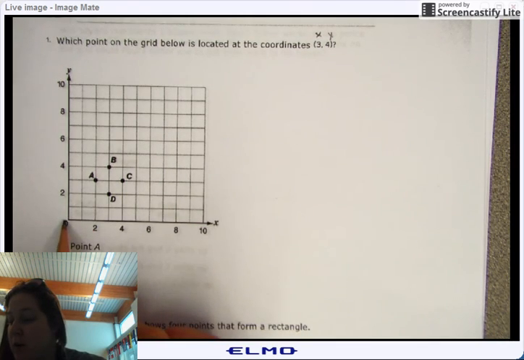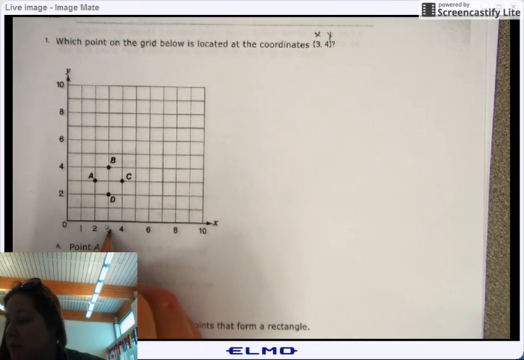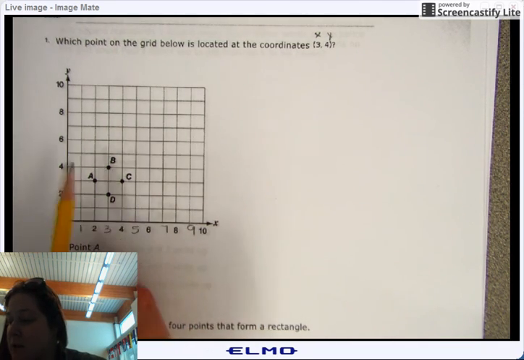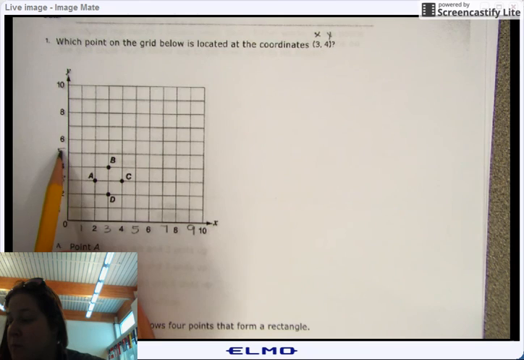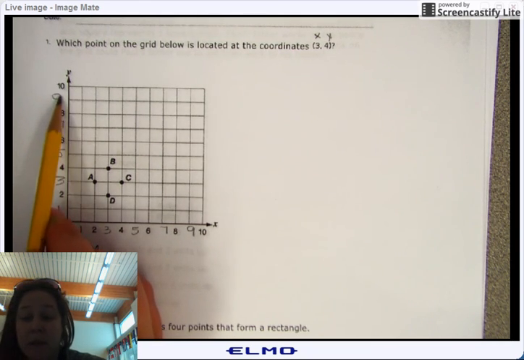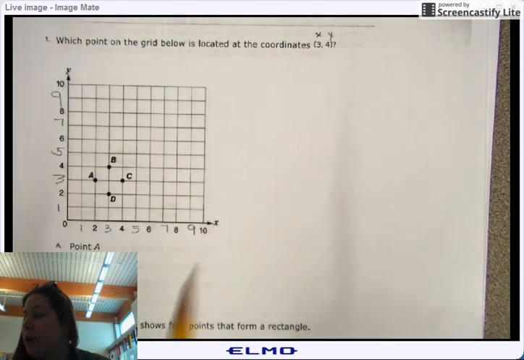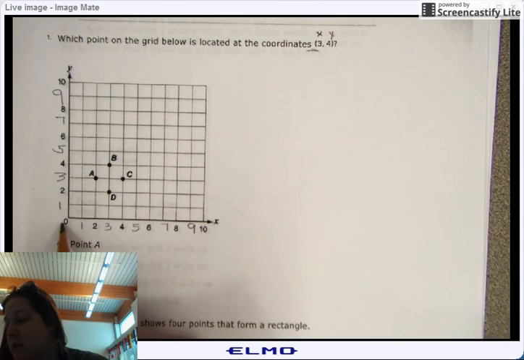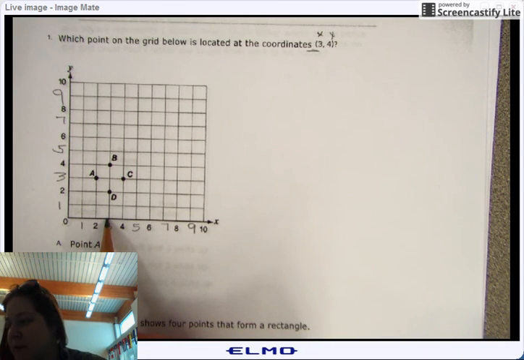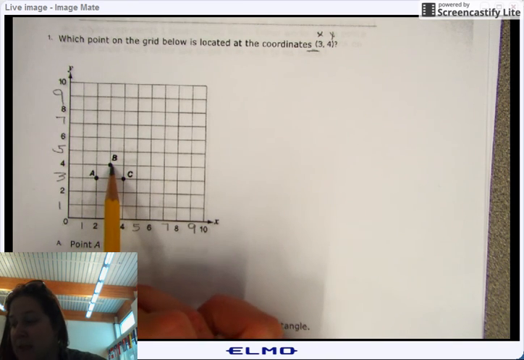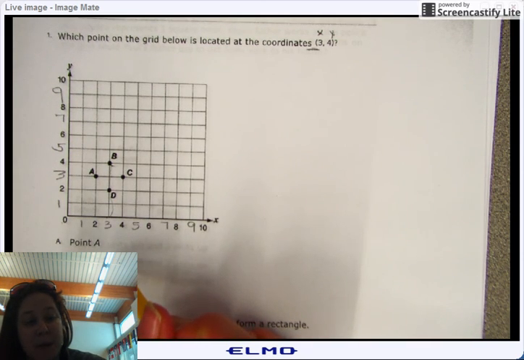So we're going to go over. If it helps, let's label these so you don't get confused. So all I'm doing is labeling my coordinate points, the ones that don't have numbers in between, so that I can go over 2, 3. So I go over 3 and I need to go up 4 points. Go over 3, I go up 4, and that is letter B. And your answer is B.